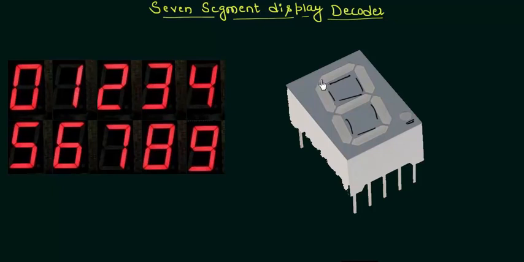So for instance, let's say I want to display the number 1. For this I have to illuminate these two segments. One more thing we do is to give each segment a name. Let's say it is A, B, C, D, E, F, and the middle one is G. So to display 1 using this display, we have to make B and C high.